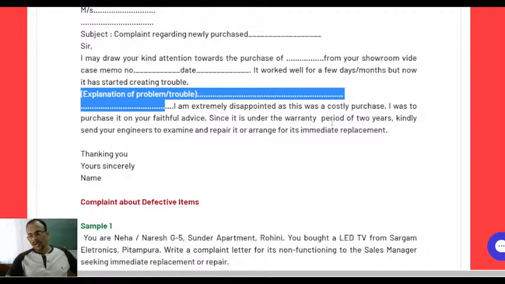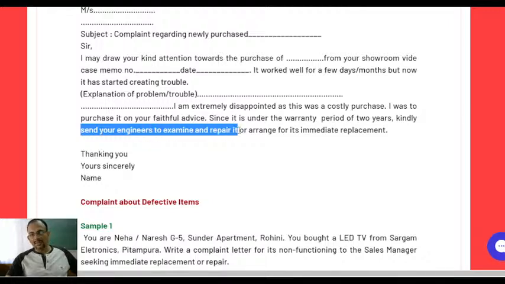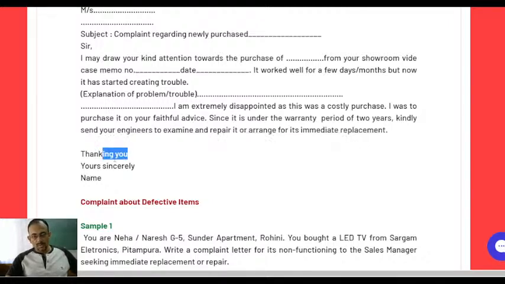Since it is under the warranty period of 2 years, kindly send your engineers to examine and repair it or arrange for its immediate replacement. Thanking you, yours sincerely, name. So, dear students, as you can see here, it's all to the point. It's not lengthy.